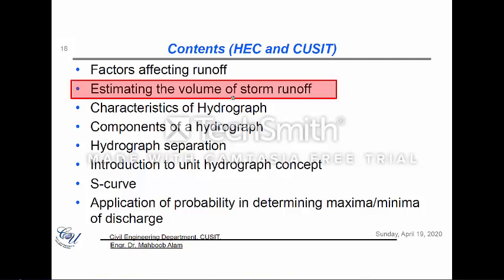Okay, so that was related to the first point, which was factors affecting the runoff. The next one is estimating the volume of storm runoff. So how much runoff is generated. This is important for engineering because ultimately we have to find out how much discharge is being created so that we can design our culverts, our drainage infrastructure and other things.